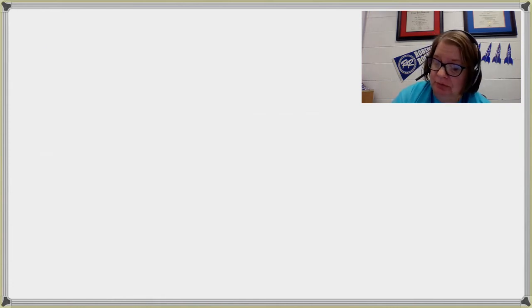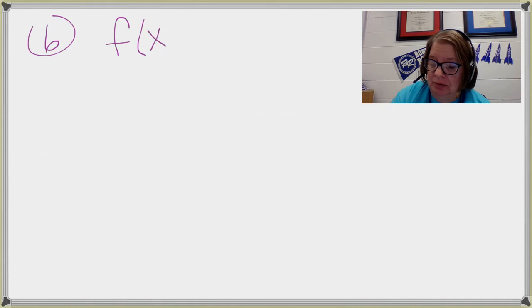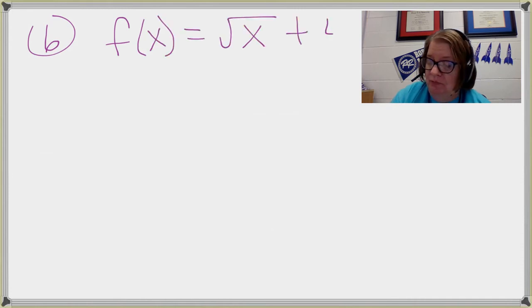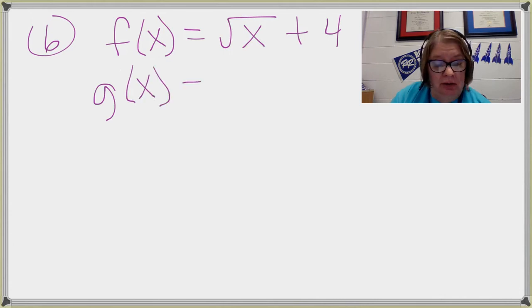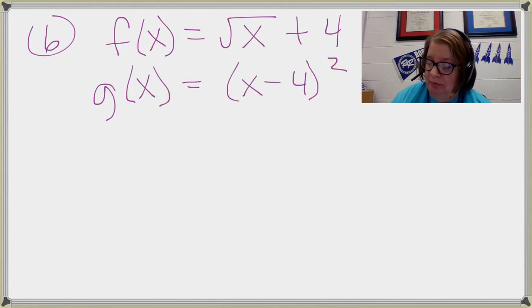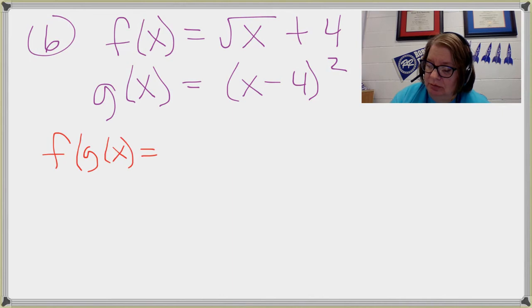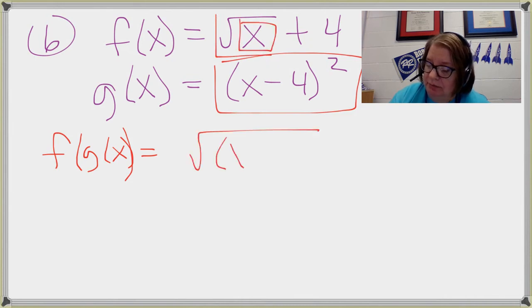All right, let me see. Look at number 6. F of x equals the square root of x plus 4. G of x equals x minus 4 squared. Determine if f of x and g of x are inverse functions. Let's use composition of functions. So I'm going to take this g of x and plug it in for this x. When I square root a squared, that cancels out, and I have x minus 4 plus 4.